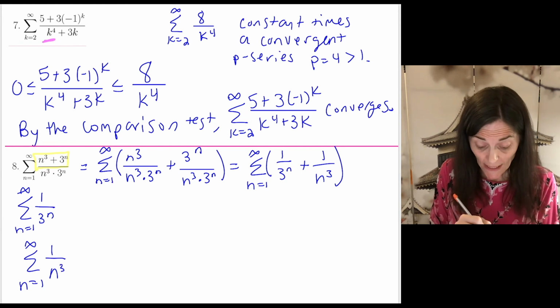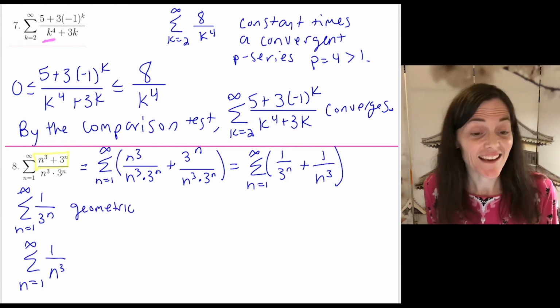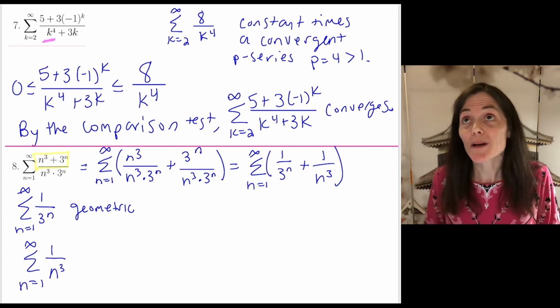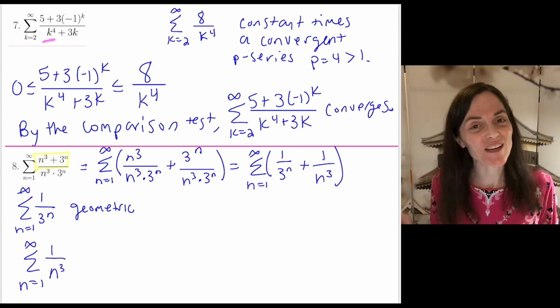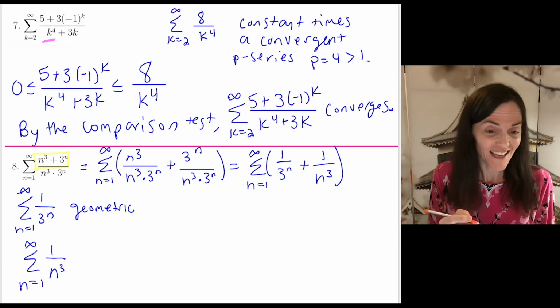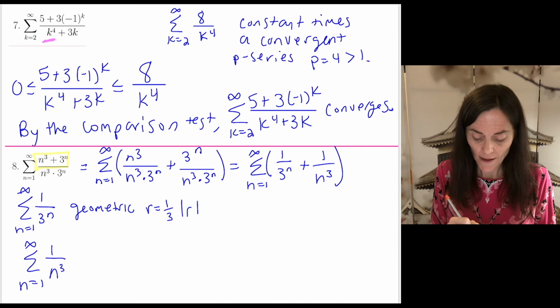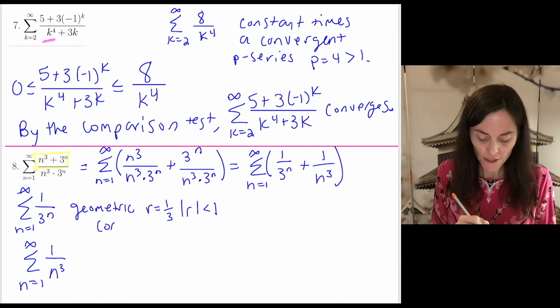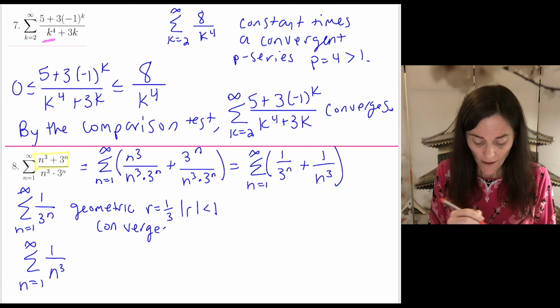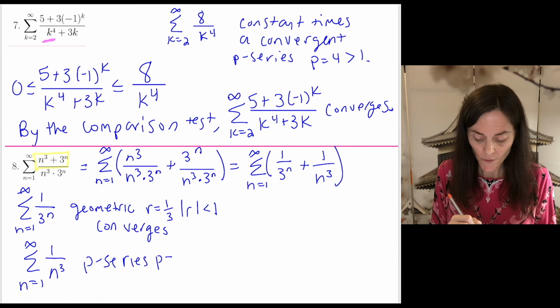Okay, this one here is geometric. The a is 1/3, but that doesn't matter so much for convergence. What matters for convergence is the r. R is also 1/3. Absolute value of r less than 1 converges. Now, this one is a p-series. P is 3, bigger than 1, converges.